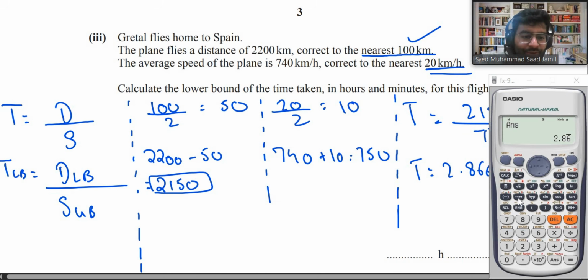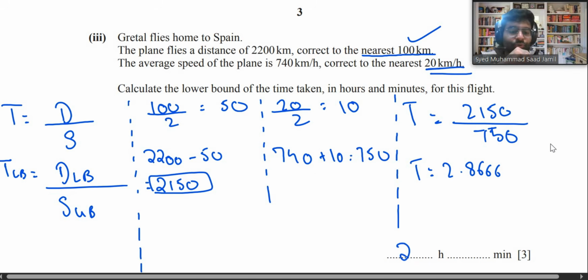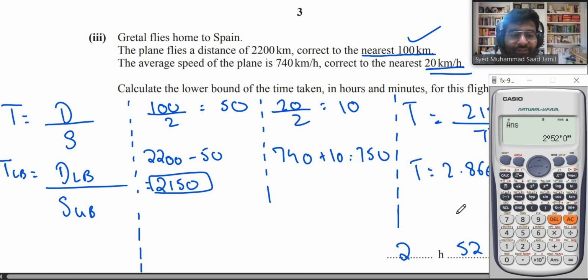Just press this icon. Okay, do you see this button on the calculator? It will automatically convert the answer into minutes. So this becomes 2 hours and 52 minutes. Alright, just in case you have a pathetic calculator, you can do it like this.